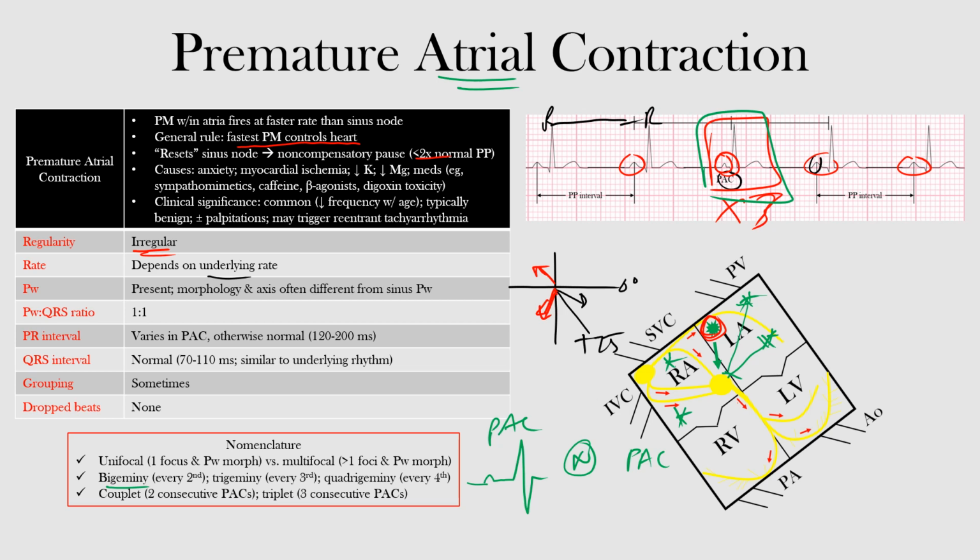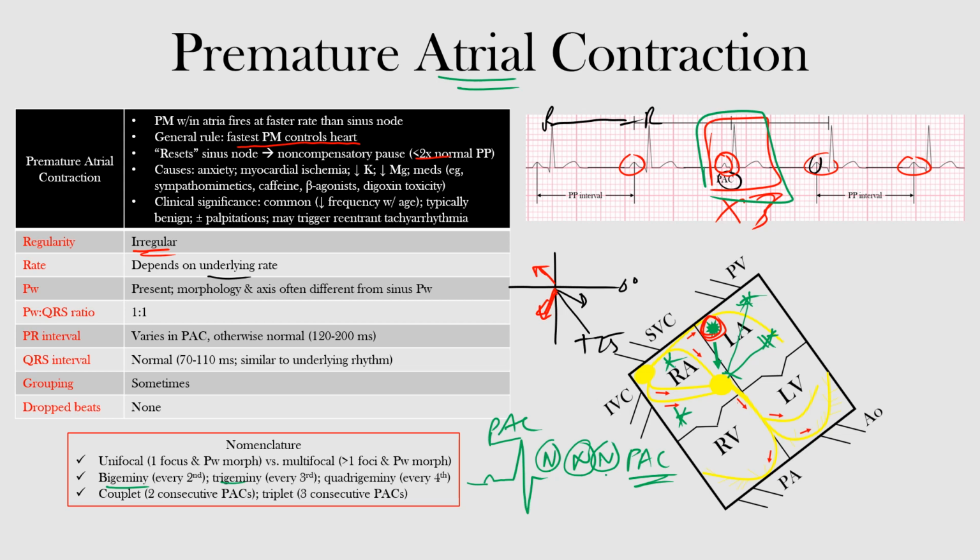Now, if we were to have a trigeminy, what that means is every third beat would be a PAC. So imagine you have PAC, normal beat, and the third beat is a PAC. We call that trigeminy. When we talk about quadrigeminy, this means that every fourth beat would be a PAC, okay? So maybe a PAC, 3 normal beats, and then 1, 2, 3, the fourth beat is a PAC, so that's quadrigeminy.